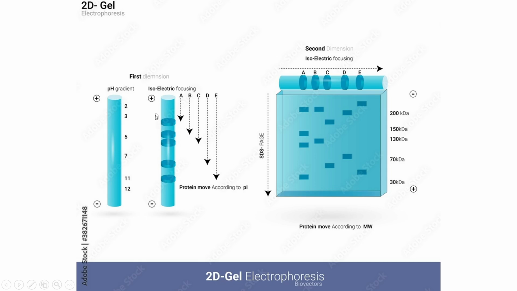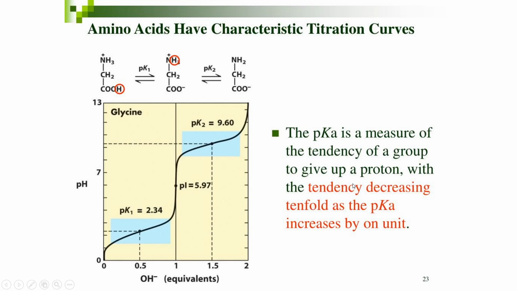In isoelectric focusing, there is a pH gradient, and the protein is run until it reaches its pI, where it will stop. Then the strip is kept vertically like this and run on an SDS-PAGE. To understand what pI is, take glycine as an example. It is positively charged at lower pH, becomes neutral at 5.97, and at higher pH, around 9.60, it becomes negatively charged.